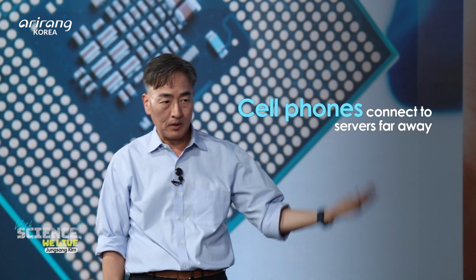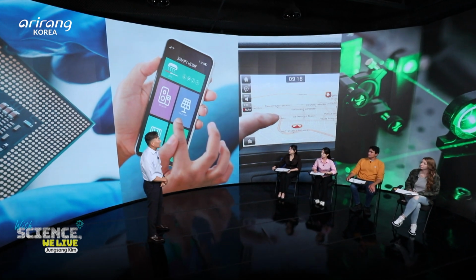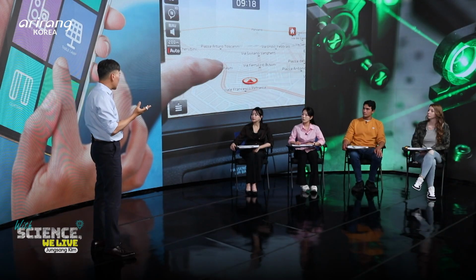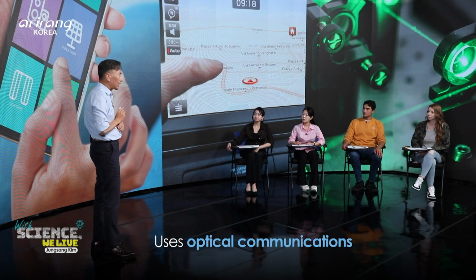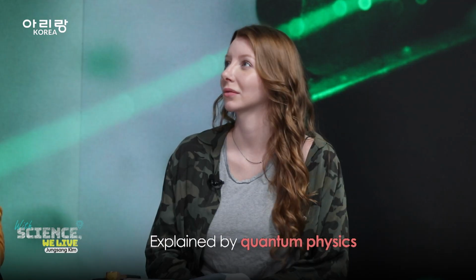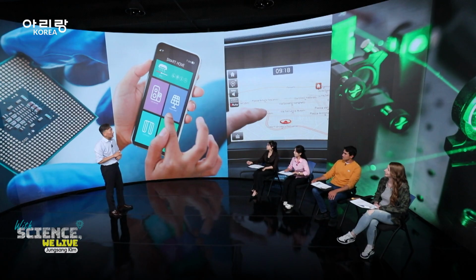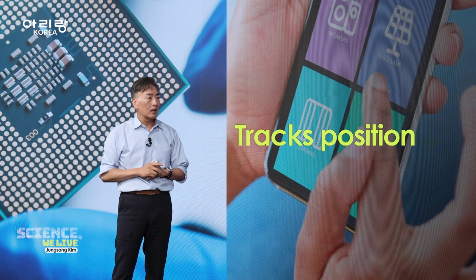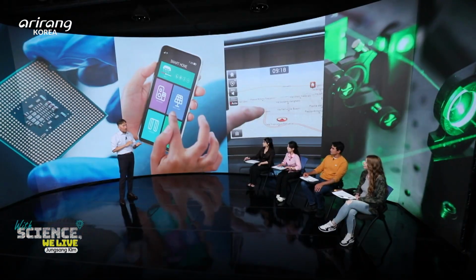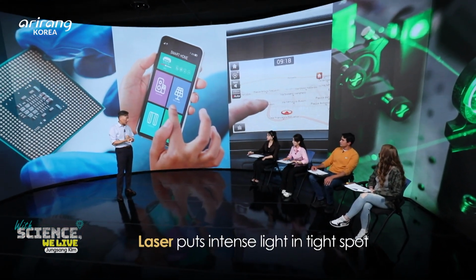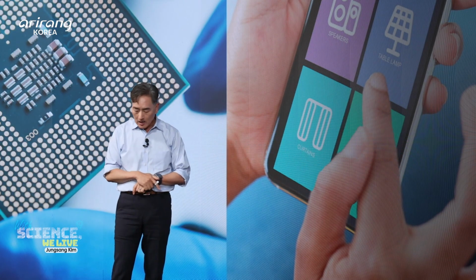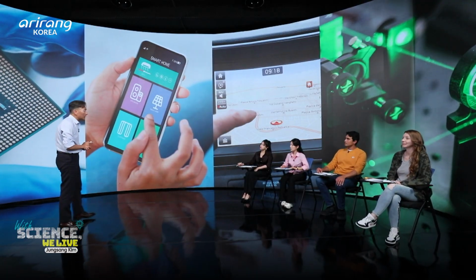In cell phones, we access information, meaning we connect to servers that are miles and miles away, even some on a different continent. And the way we transport that information back and forth from your cell phone to the server is done through optical communications, and we use pulses of light to transform that information. That cannot be explained without quantum physics. In GPS, the satellite, as Megan mentioned, keeps track of absolute time and position, and that uses quantum mechanics to do it. And of course, laser puts a very intense light in very tight spots, and that cannot, again, be explained without quantum mechanics.